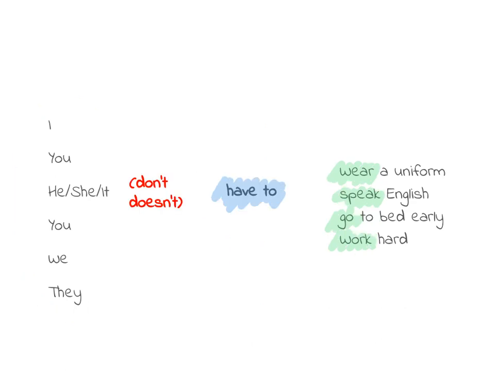And remember that don't or doesn't have to means that something is not necessary. For example, I don't have to wear a uniform, but if I want to, I can. He doesn't have to speak English, but if he wants to, he can.